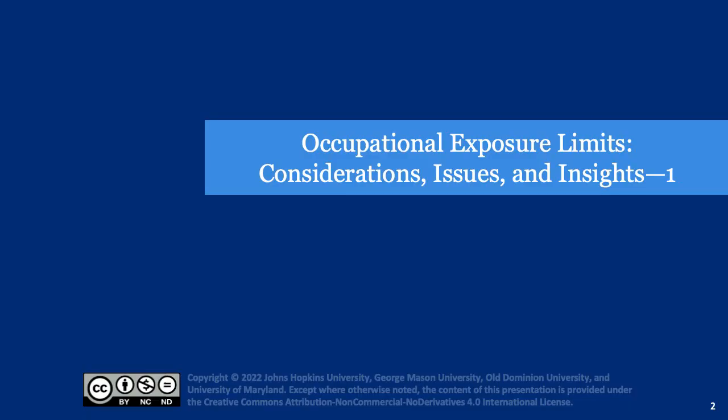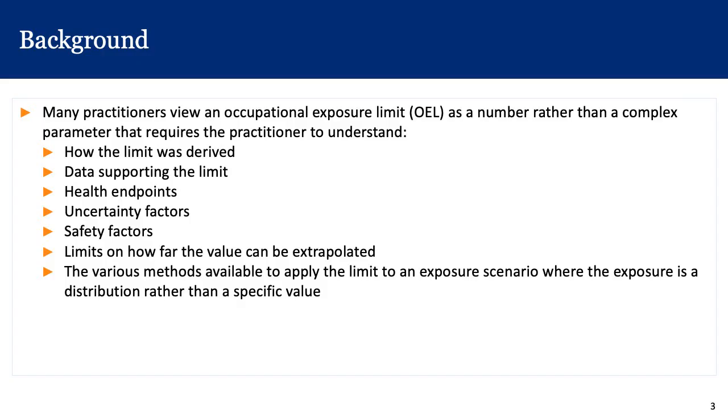In the first section now, we're going to talk about occupational exposure limits and the considerations, issues, and insights relating to this. Most industrial hygiene practitioners view an occupational exposure limit, or OEL, as just a number. However, it is actually a complex parameter that requires us to understand how that particular exposure limit number was derived. What are the data supporting the limit? What are the health points that were considered when that particular OEL was assigned?